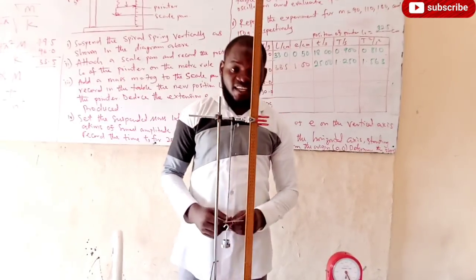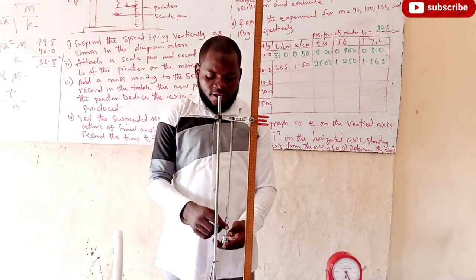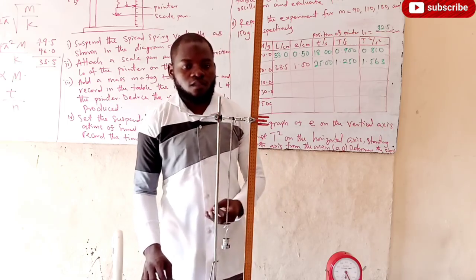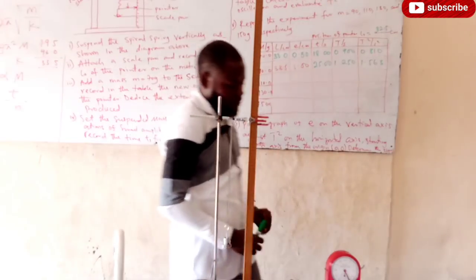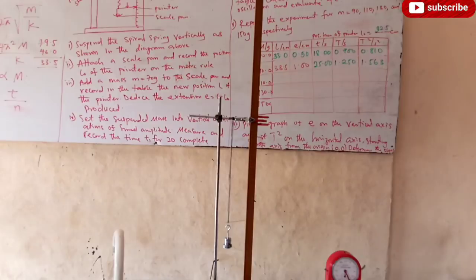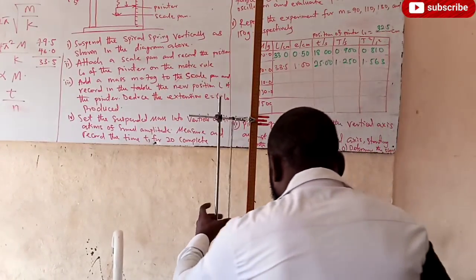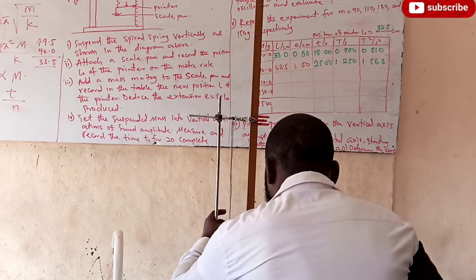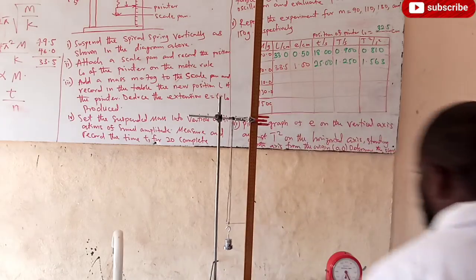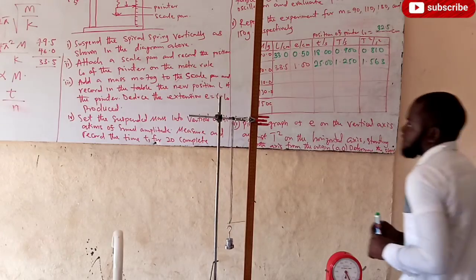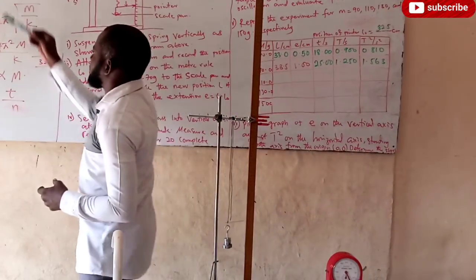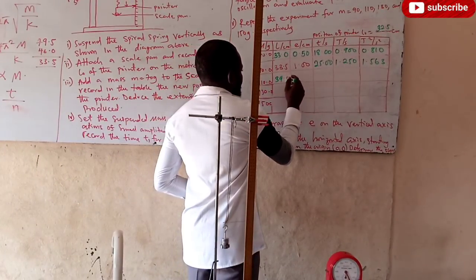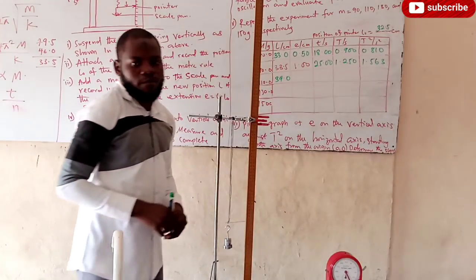So when it is 110, I will just add another 20 to make it 110. Then I'm going to check what the new length will be. So if you check now, the length is on 80, without stretching the string. So 80 minus 46 will give us 34. So I have 34.0.